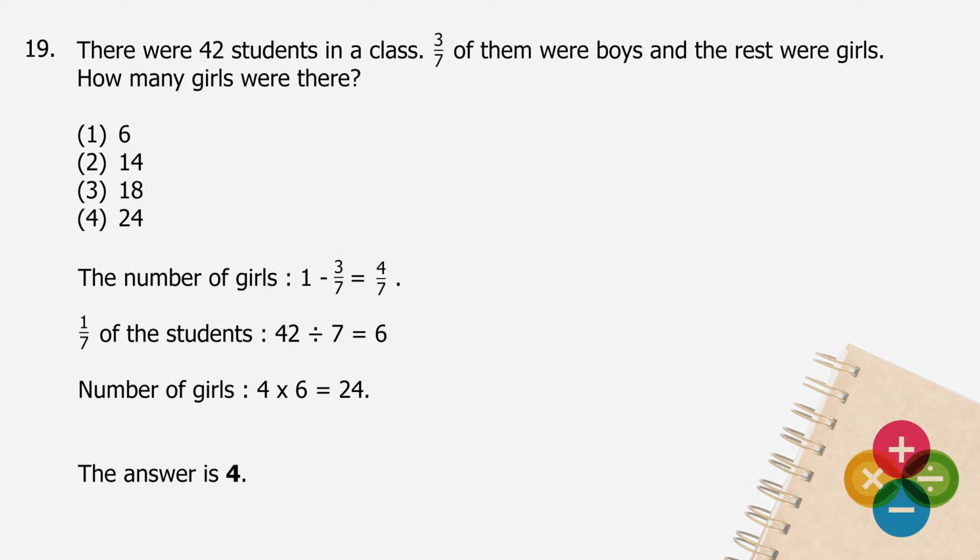The number of girls will be subtract 1 from 3/7, and the difference is 4/7. 1/7 of the students will be divide 42 by 7, and the quotient is 6. The number of girls will be multiply 4 by 6, and the product is 24. The answer is 4.